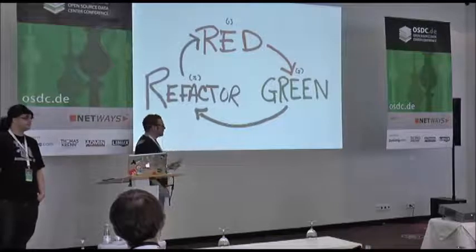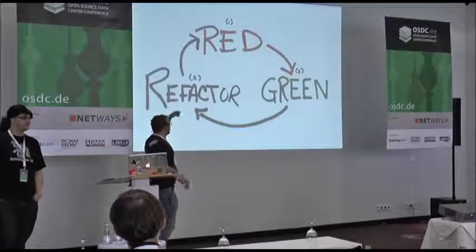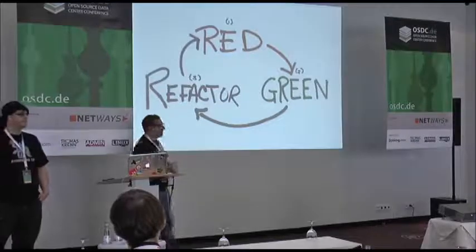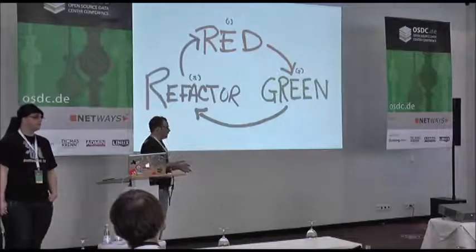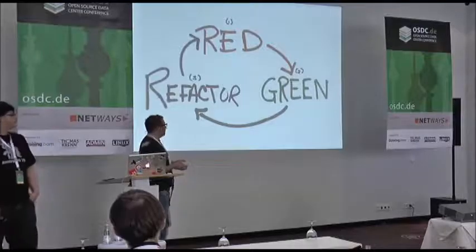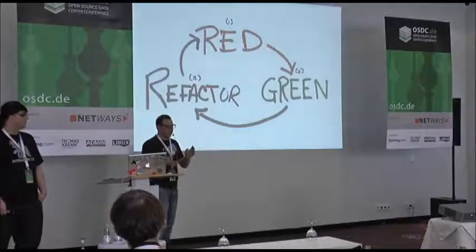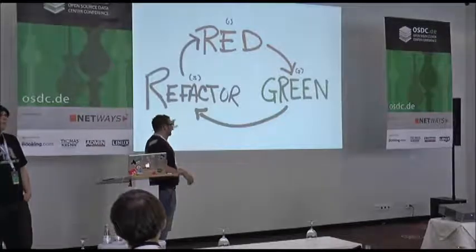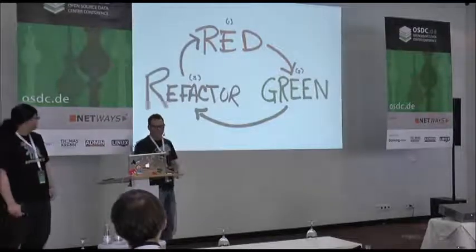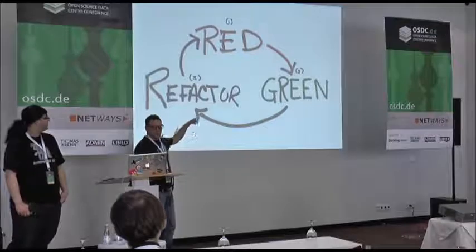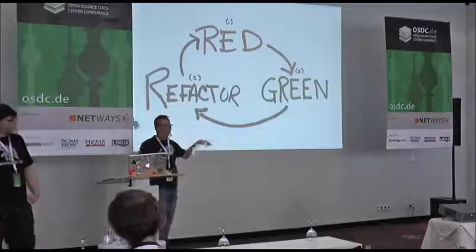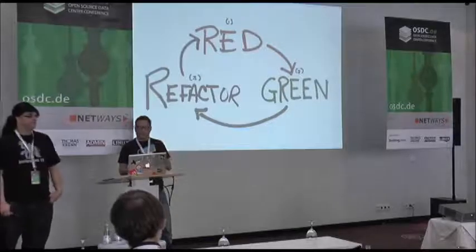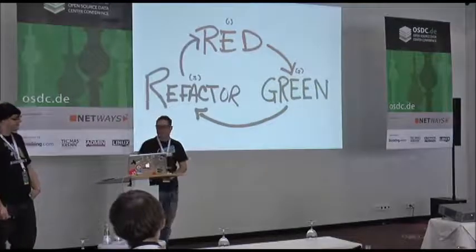And the cycle says, write a failing test, like you don't implement anything. Then write anything to make this test green, maybe also with copy and paste. It doesn't matter. And then do refactor, because then you can just get rid of copy and paste and stuff like that, because you have your tests and you make sure that you never will implement one line without a test. And this is really cool.